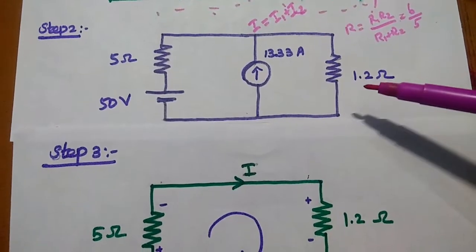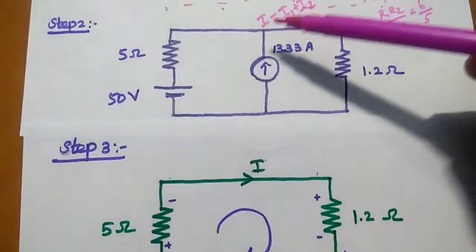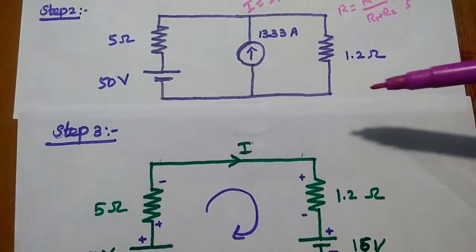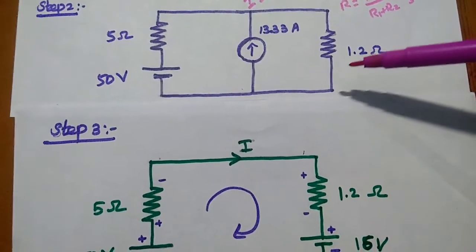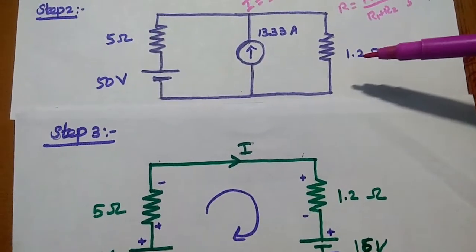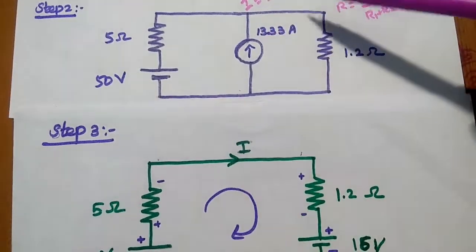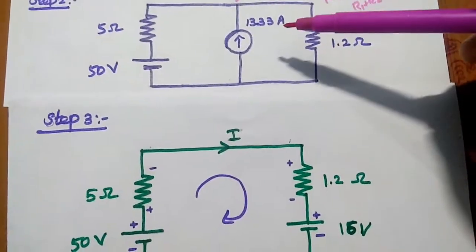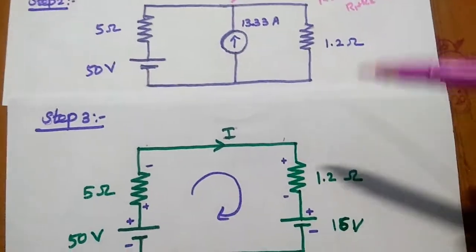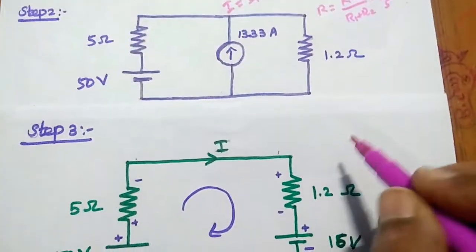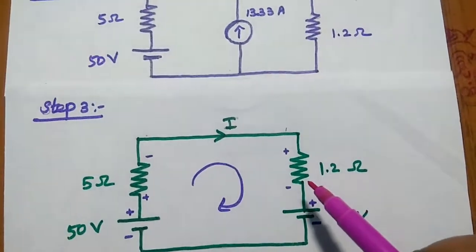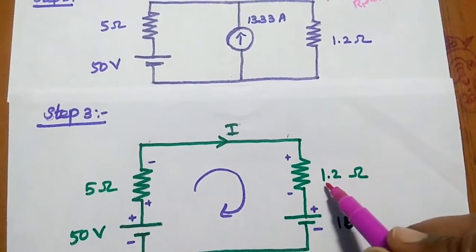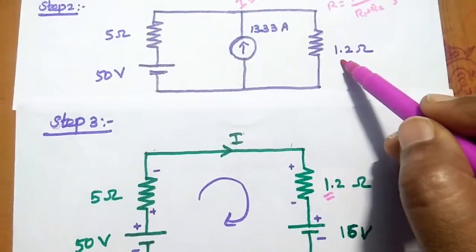After this, we are going to convert this current source into voltage source, because we are going to apply Kirchhoff's voltage law to obtain the current value. For that, we are going to convert this current source to voltage source. So in the next step, this current source is converted into voltage source. Voltage source means it is having one voltage along with the series resistance. This resistance value is same as that of the current source.